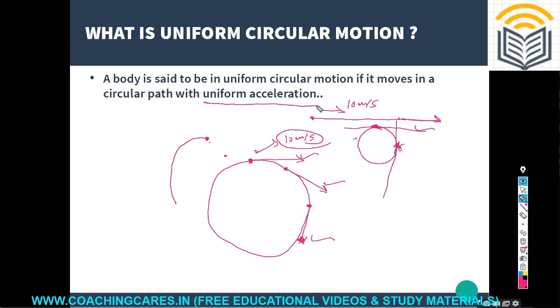Under uniform circular motion, when a body moves in a circular path with a uniform acceleration, then the body is said to be in uniform circular motion. You can understand this by this example. Suppose this is a straight line or rectilinear motion, the body is moving in this direction at 10 meters per second, and after that the body moves in this direction, but the velocity is again 10 meters per second. Then the body moves in this direction, with the velocity magnitude again 10 meters per second, and again in this direction with the same magnitude, 10 meters per second.